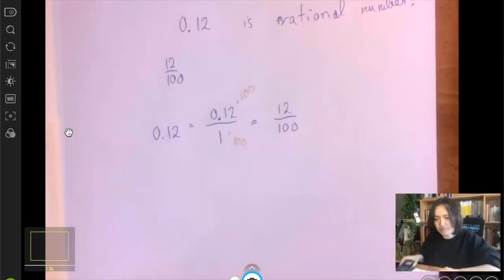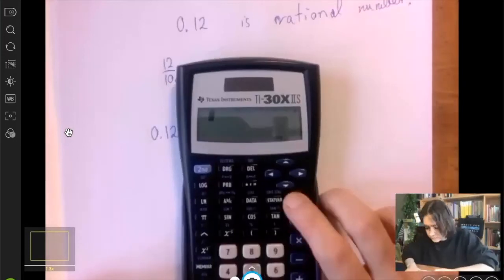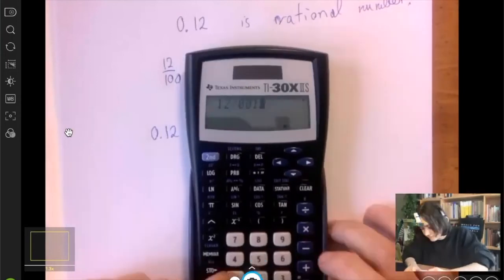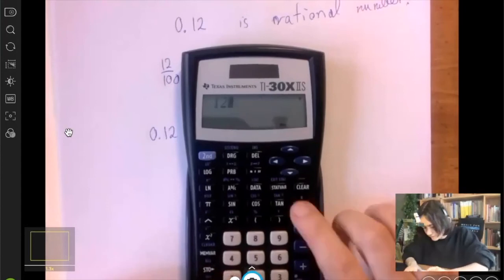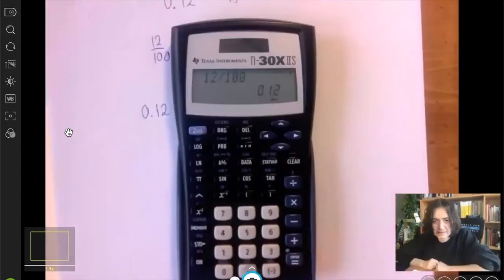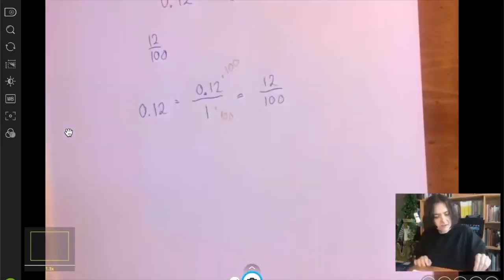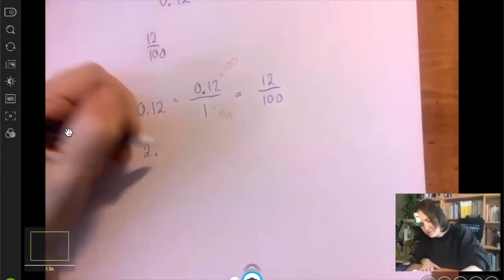And then you can check the calculator: 12 divided by 100. Oops, I divided by 0. Oops, don't do that. Shaky hand, sorry. 12 divided by 100. There it is. See? Okay. So what about, and I'm going to stop soon because you guys got the idea, 2.021.